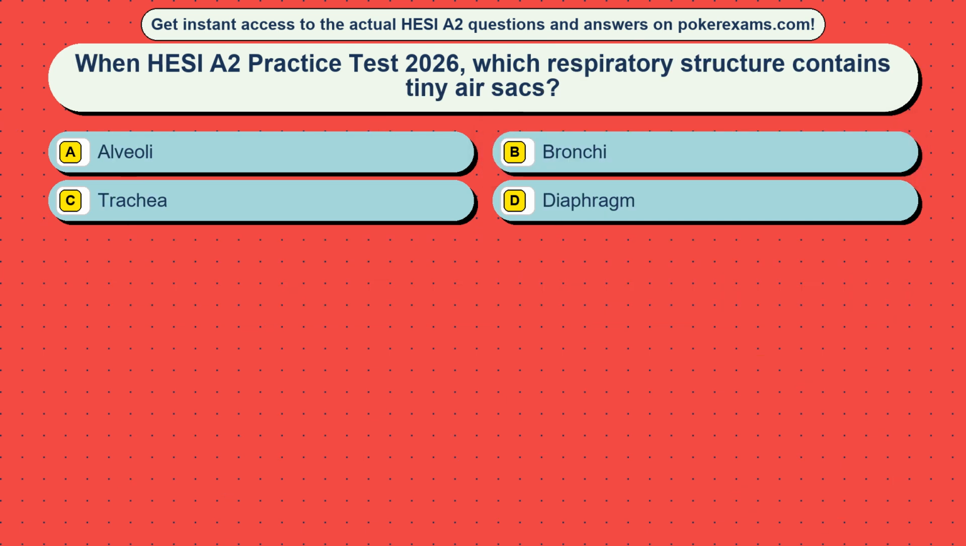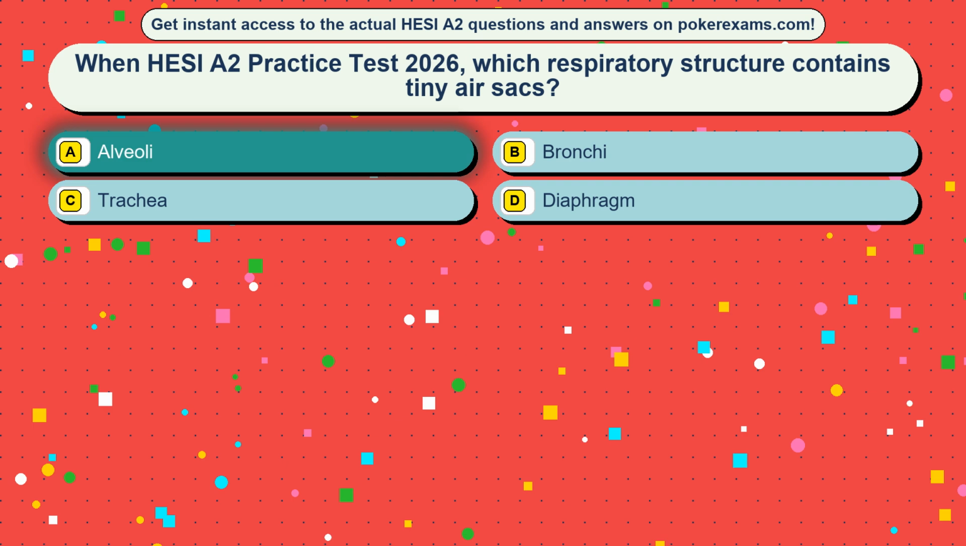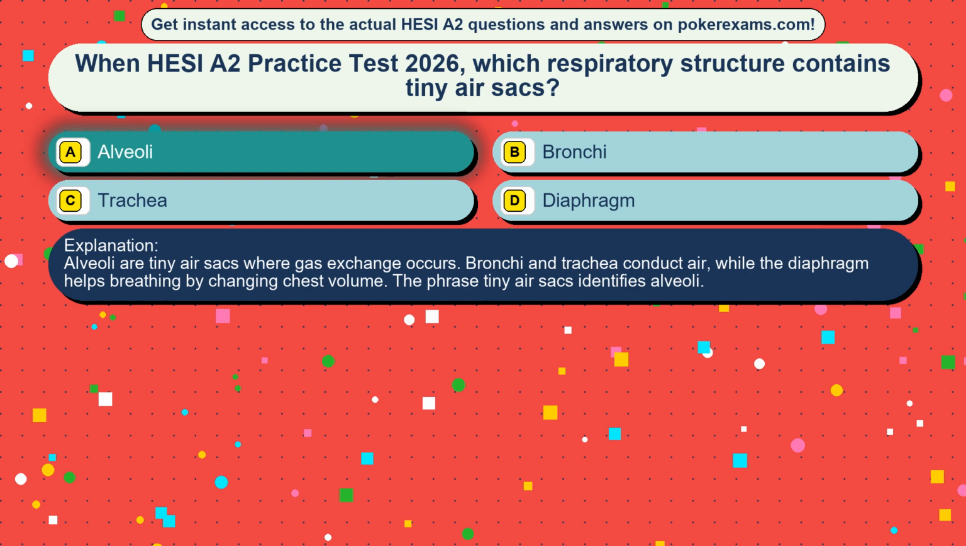Question 49. When HESI A2 Practice Test 2026, which respiratory structure contains tiny sacs? Option A, alveoli. Option B, bronchi. Option C, trachea. Option D, diaphragm. The correct answer is option A, alveoli. Alveoli are tiny air sacs where gas exchange occurs. Bronchi and trachea conduct air, while the diaphragm helps breathing by changing chest volume. The phrase tiny air sacs identifies alveoli.